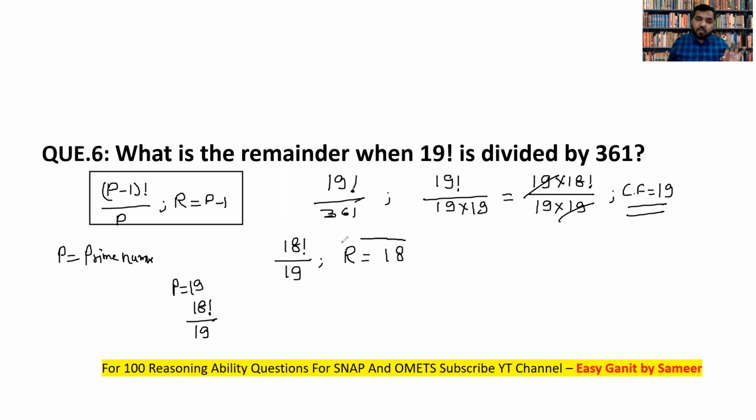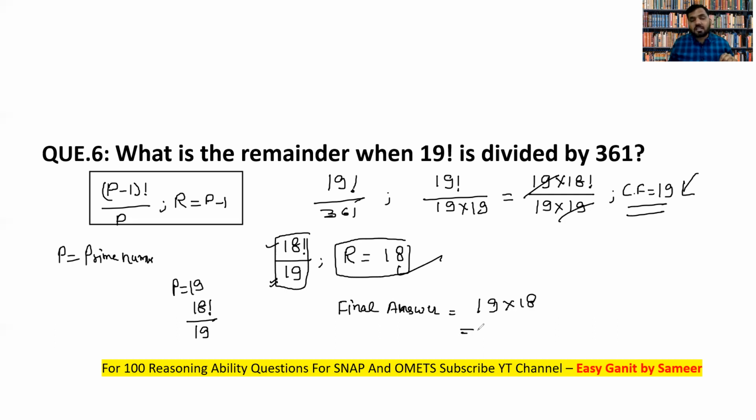But that's the remainder when I'm dividing this number by 19. And to get to this, I have used a cancellation factor of 19. So my final answer will be obtained when you will be multiplying the cancellation factor into the remainder that you have got. 19 into 18 is the correct answer, which is 361 minus 18, into 18 is 324 plus 18, right? That is 342. 342 would be the correct answer. That means 19 factorial when divided by 361, the remainder will be equal to 342.